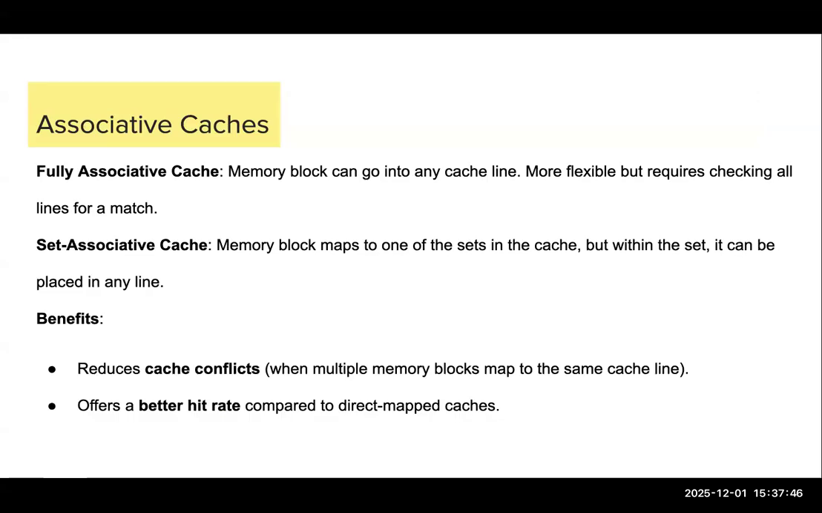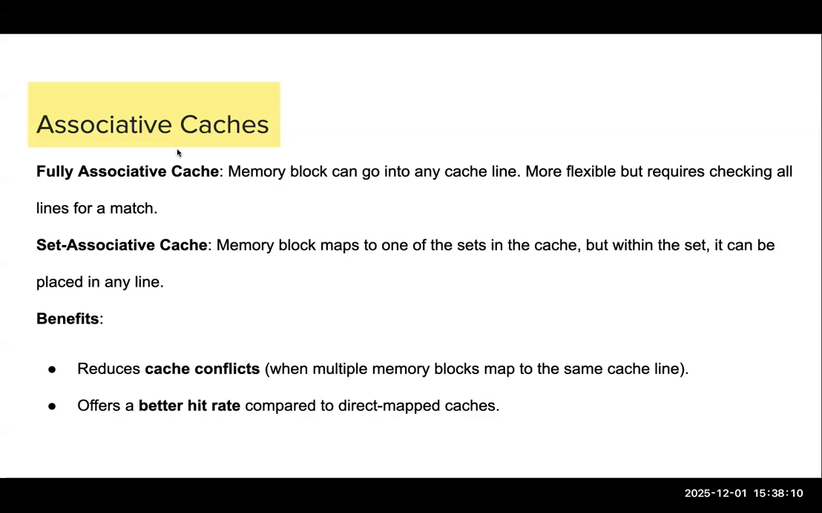Fully associative cache: a memory block can go into any cache line. This provides maximum flexibility in placement, the most flexible, but it requires checking all lines for a match, which would not be the first priority. And the hardware must compare tags in parallel across all the lines. That's about fully associative.